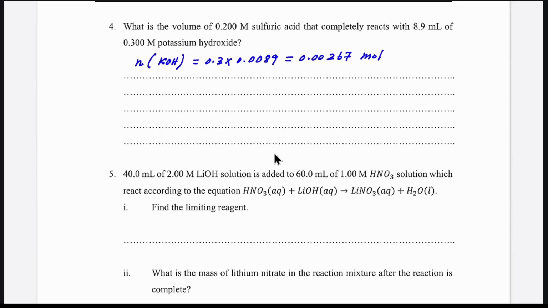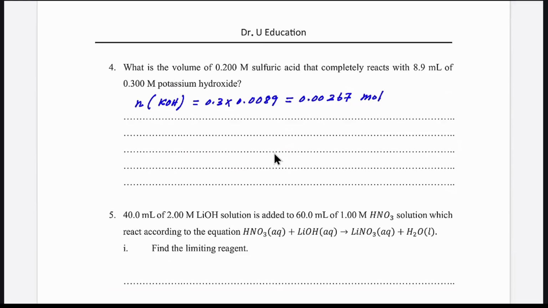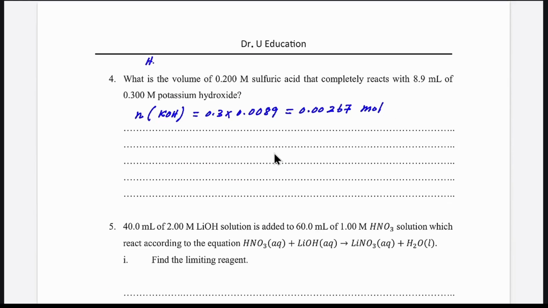Then you have to write the equation. H2SO4 plus 2KOH gives 2H2O and then K2SO4. So you get this much of things.